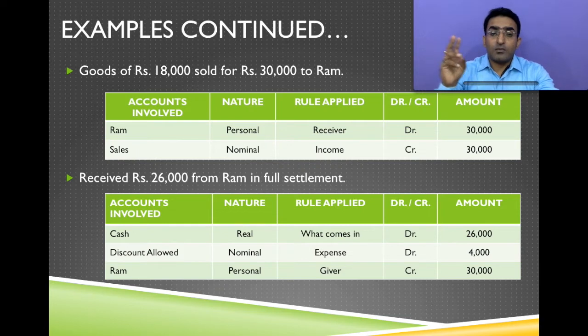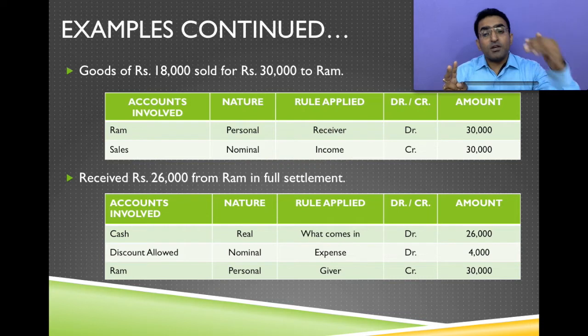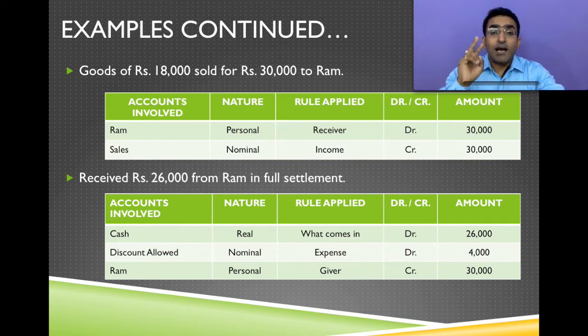Ram, personal account. Cash comes in debit. Discount, nominal account, expense. Why expense? Because you left 4,000. You agreed for 4,000 rupees loss, that okay, you pay 4,000 less, give 26. Why did you do so? क्योंकि आप मोटिवेट कर रहे थे राम को कि वो जल्दी से पेमेंट कर दे. आप डेटर्स को मोटिवेट करना पड़ता है.